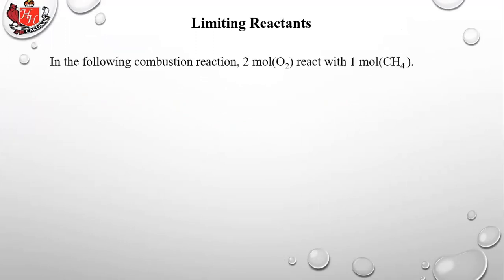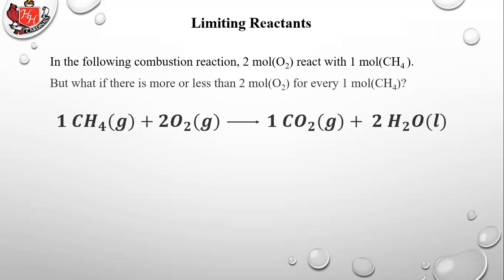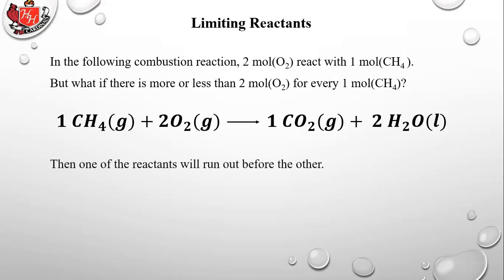In the following combustion reaction, 2 moles of O2, oxygen gas, react with 1 mole of CH4 gas. So we've seen this reaction before, but what if there are more or less than 2 moles of O2 for every 1 mole of CH4? What will happen? Well, then either the CH4 will run out first or the O2 will run out first. It just depends on how much of the O2 that you had. Then one of the reactants will run out before the other.